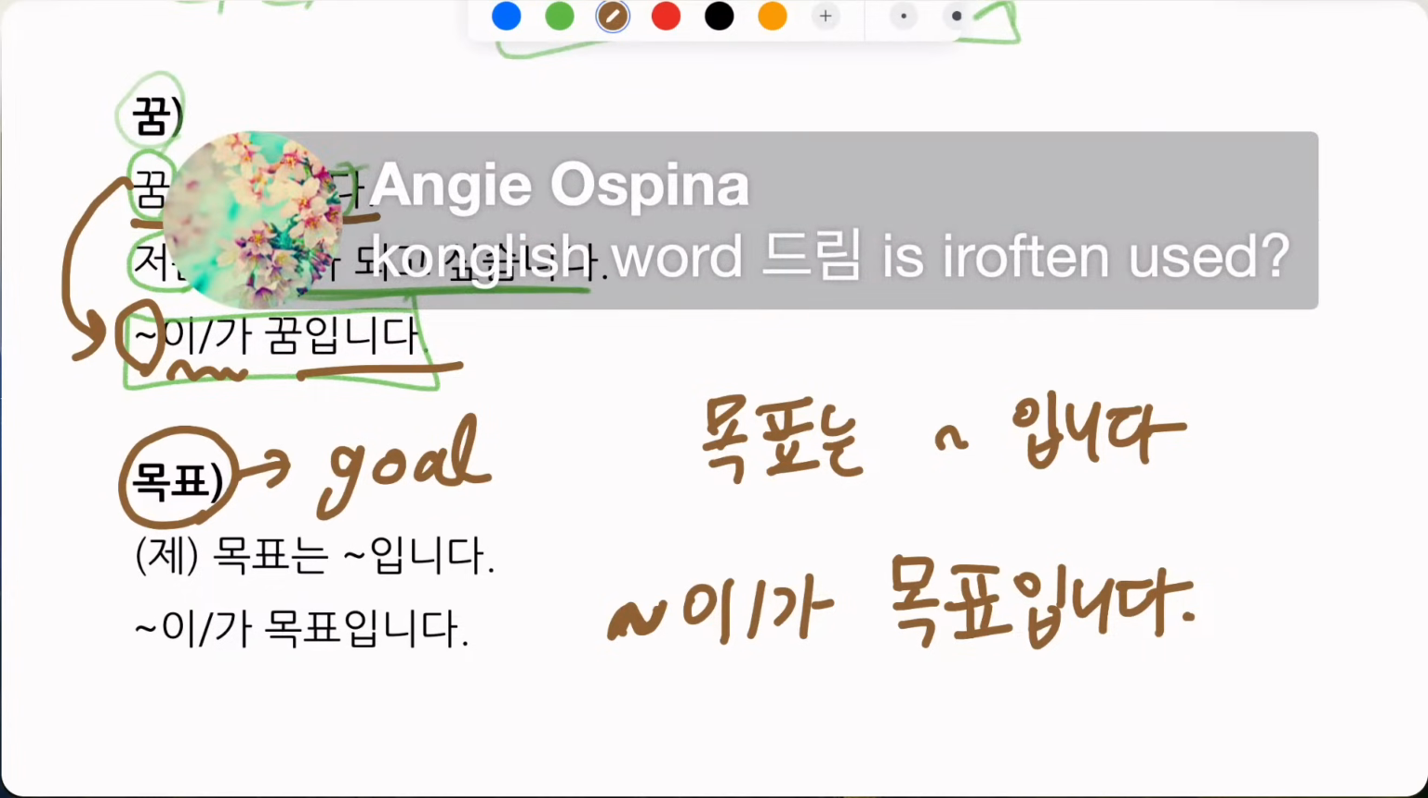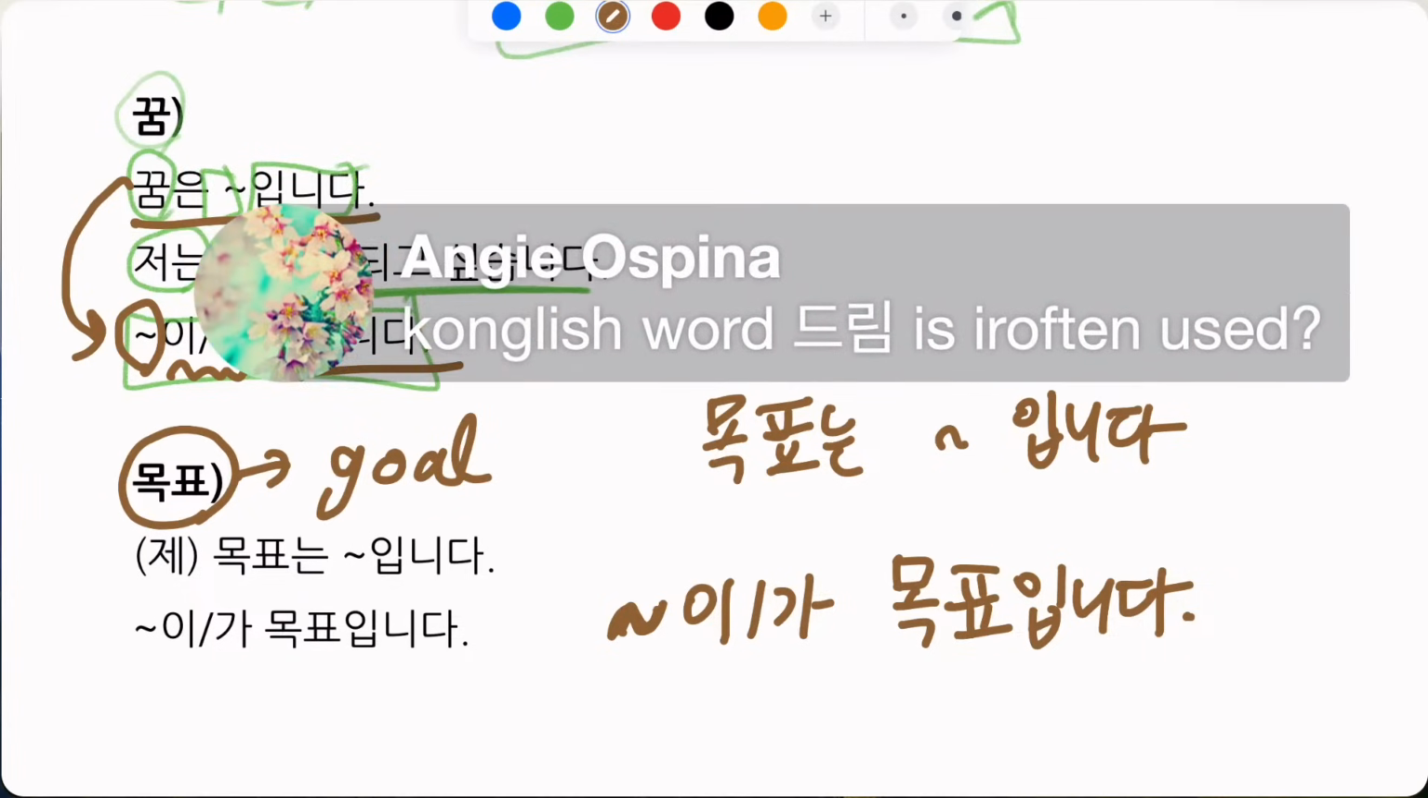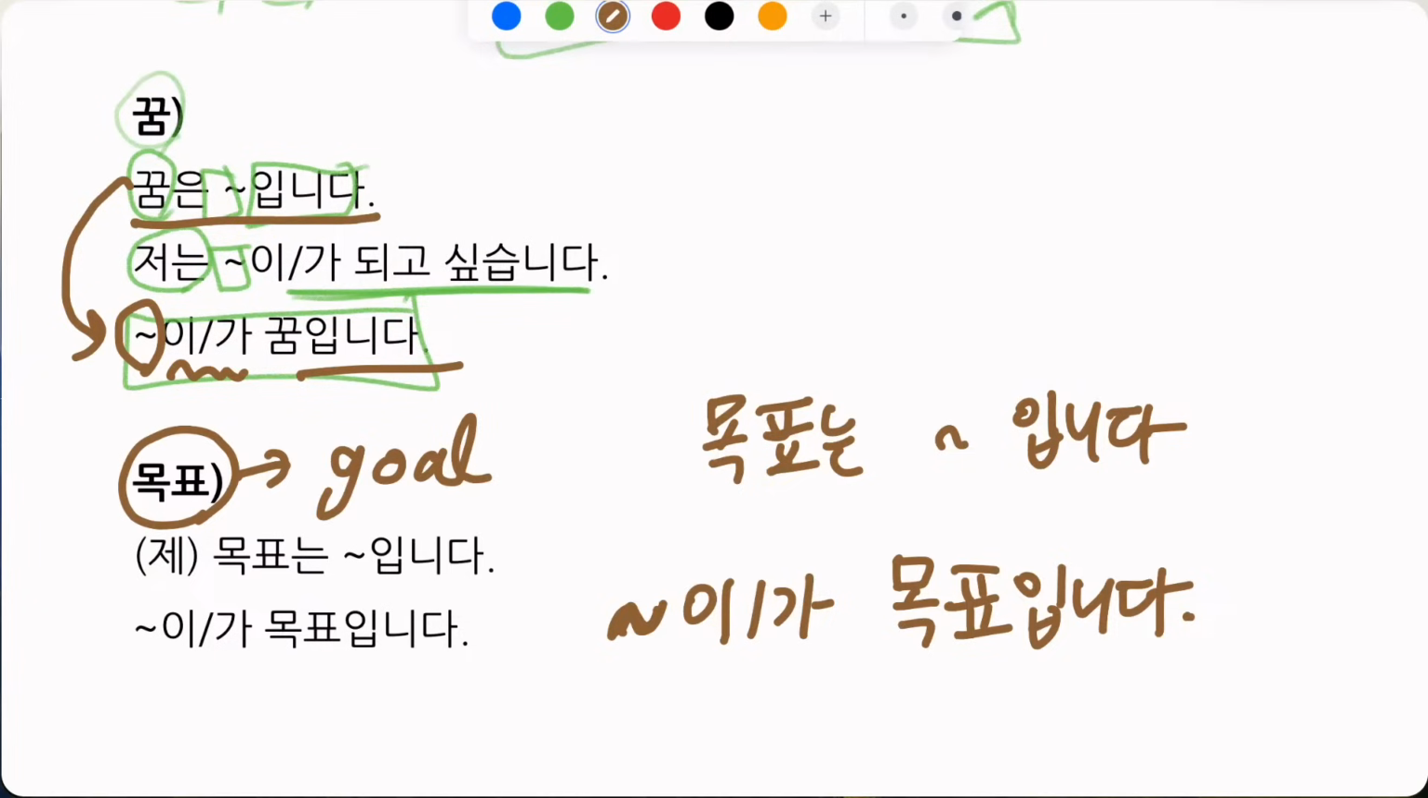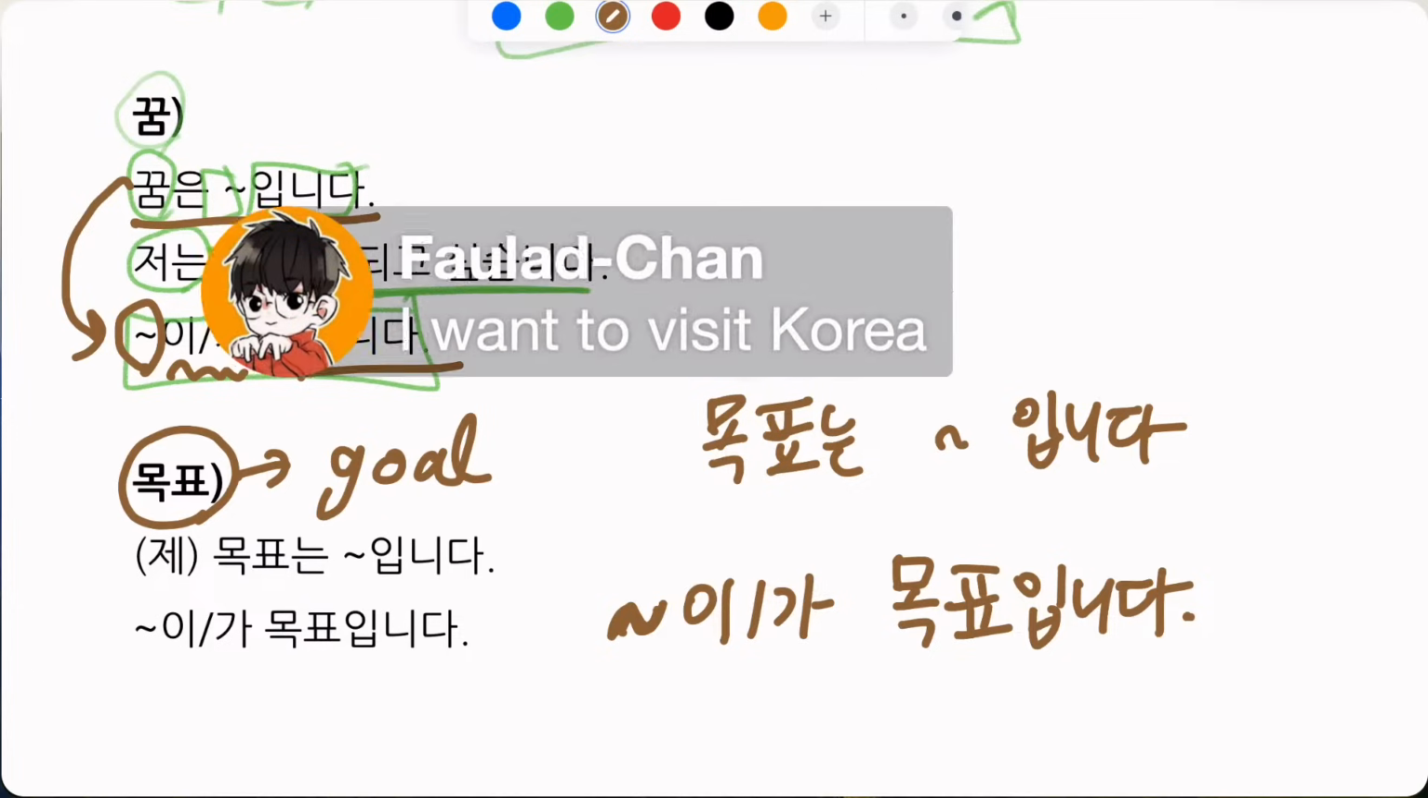Konglish dream, 드림 is often used. 근데 when we're talking about like what we want to be in the future, we use 꿈. We don't use 드림. 드림 can be used, but I don't know. It sounds like an odd way to say dream. 네, so I don't think it's a very commonly used Konglish word. 엔지님.